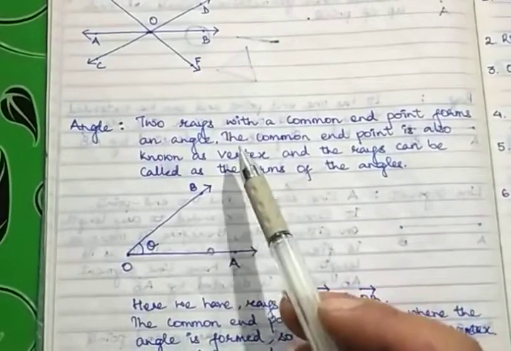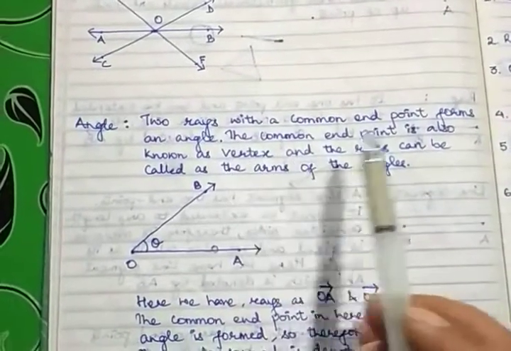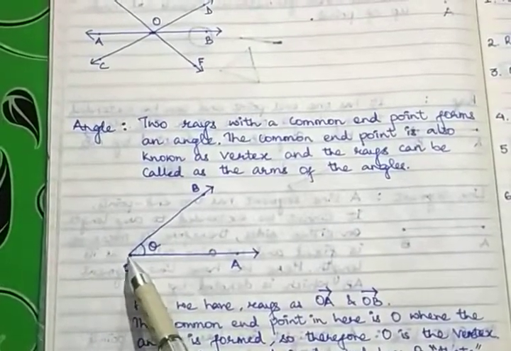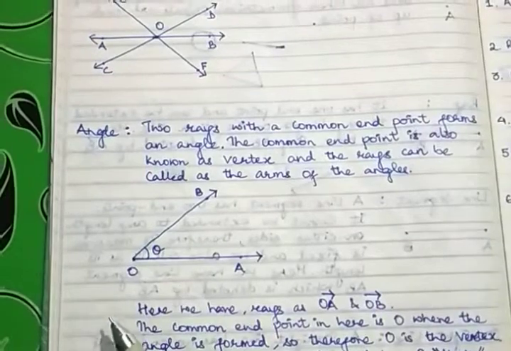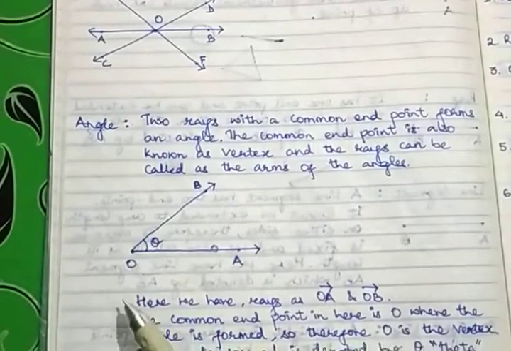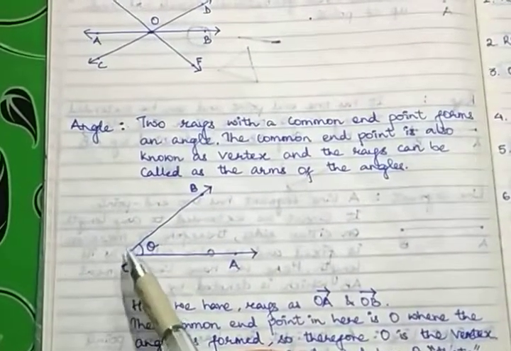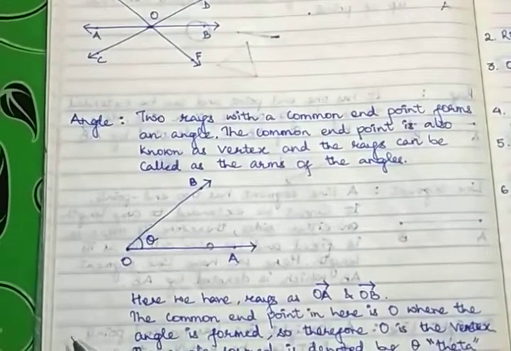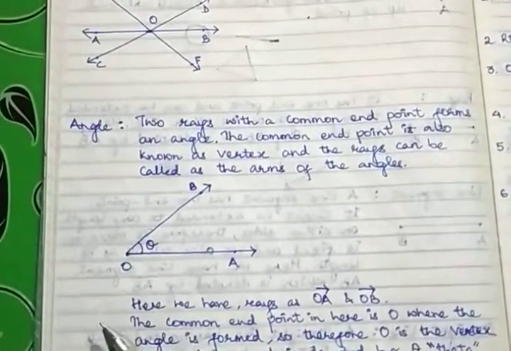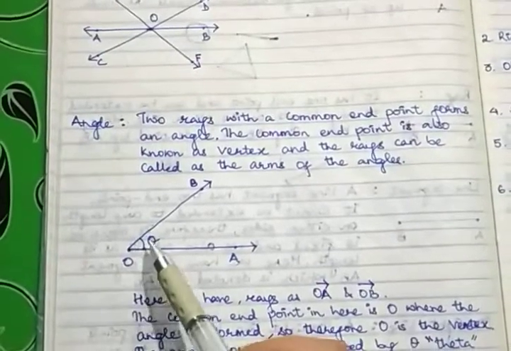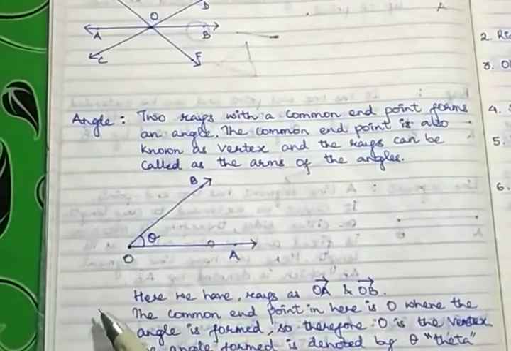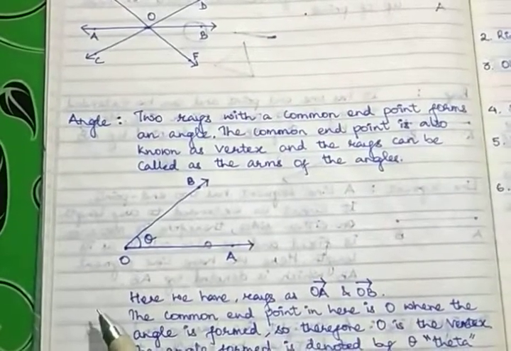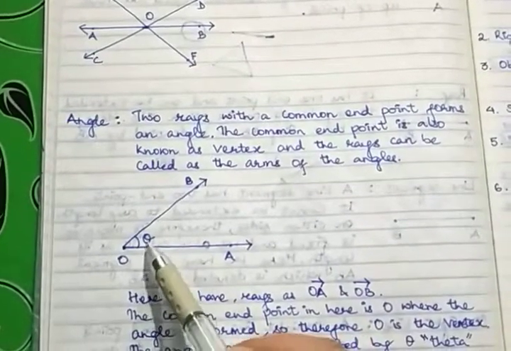Okay. So now the next part is, the common endpoint is also known as the vertex. This common endpoint, that is this point O, will be known as your vertex. Now you might have understood why I called it a point and named it O, because we know that all the figures are made up of points, isn't it? So this common endpoint is known as the vertex, and this is where the angle is formed. It is represented here with theta.